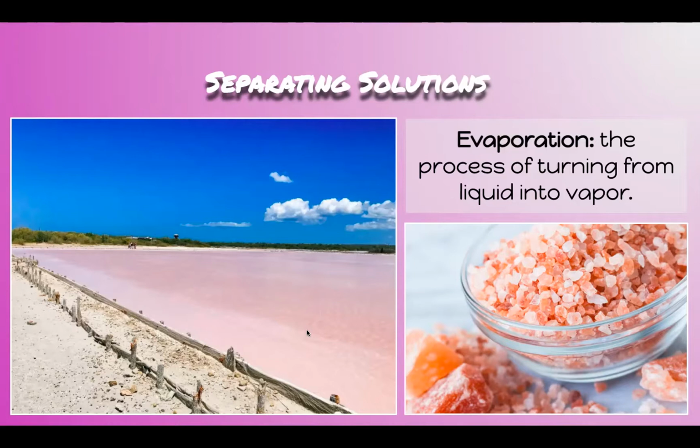What they do is they have this flat area of land, and they let water in from the ocean. Of course, that water is salt water. And then they block it off. It's very hot, it's very sunny, so the salt water sits in this area for a very long time. The sun heats it up, and guess what happens to all that water? It evaporates, the process of turning a liquid into a vapor.